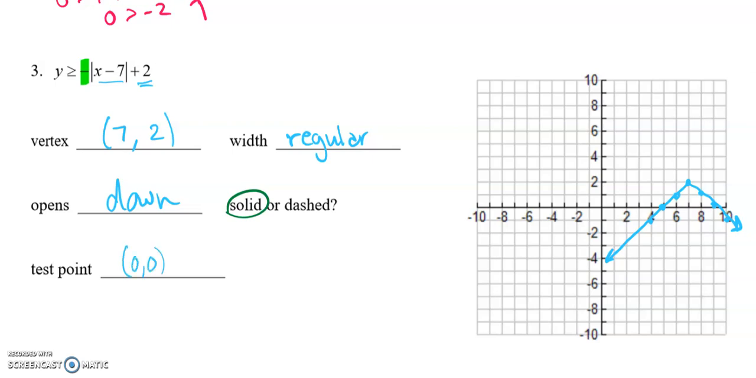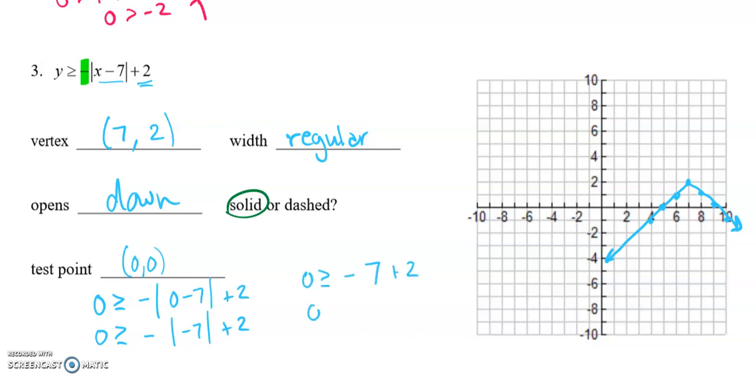I'm going to choose 0, 0. 0 greater than or equal to negative absolute value of 0 minus 7 plus 2. That's 0 greater than or equal to negative absolute value of negative 7 plus 2. That says 0 greater than or equal to negative 7 plus 2, 0 greater than or equal to negative 5. True or false? Is 0 greater than negative 5? That is a true statement.